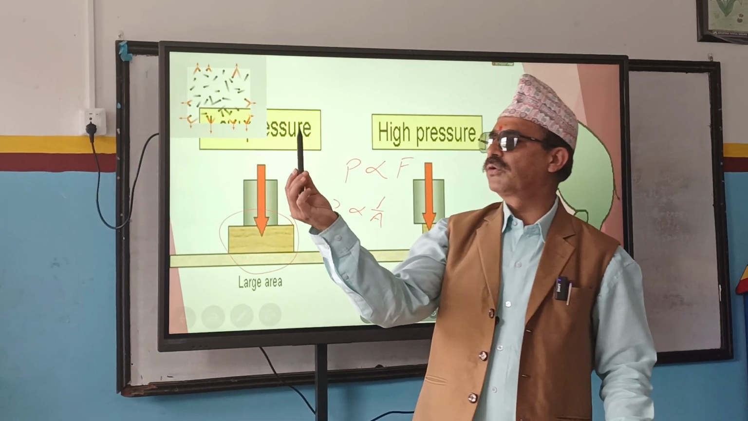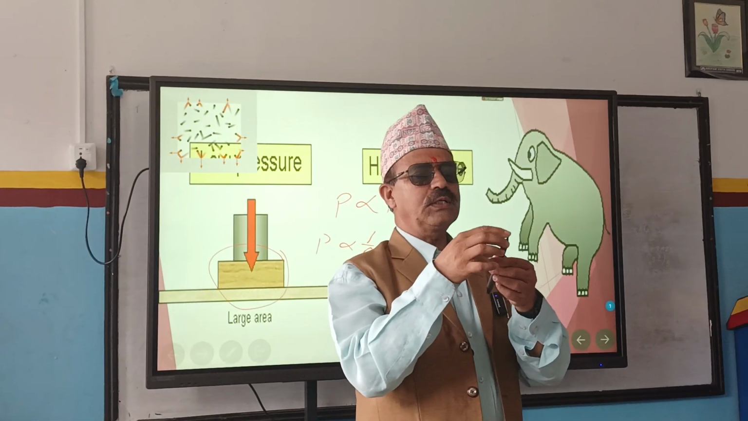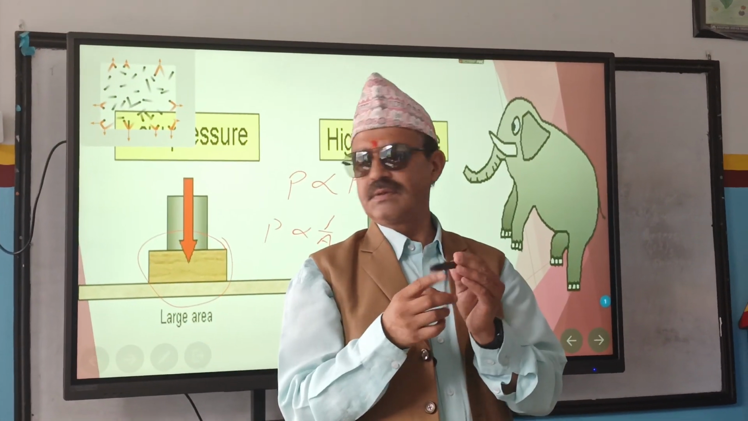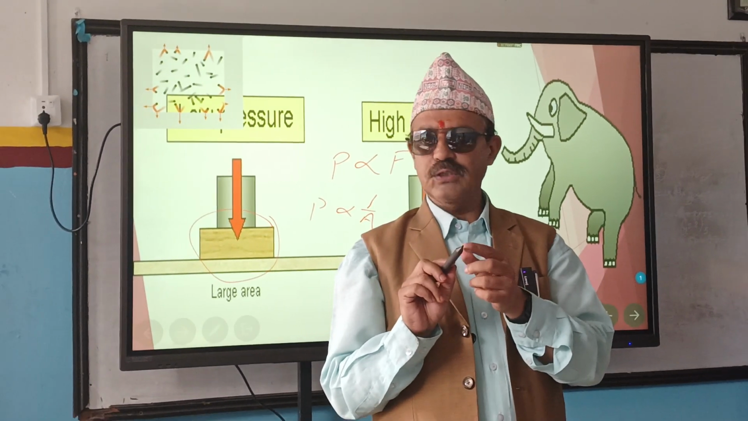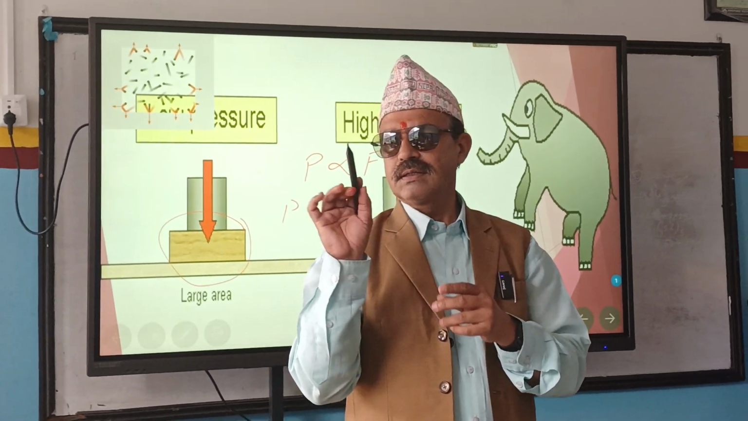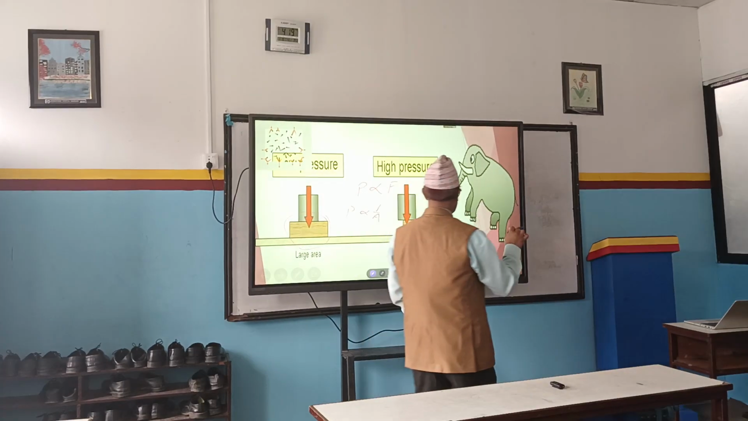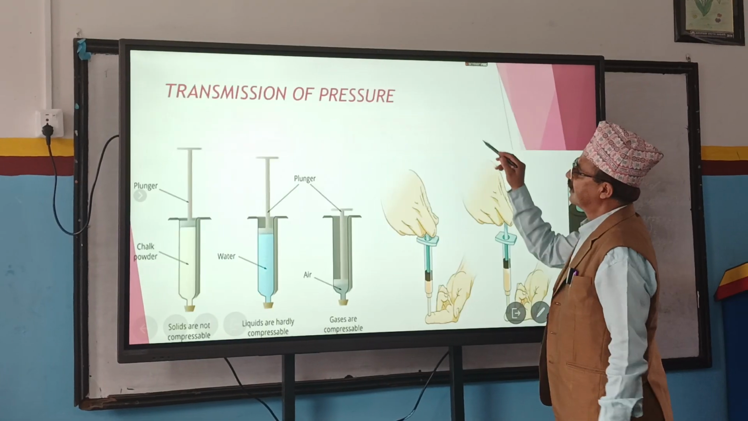This is a smart board pen, right? So does this portion exert more pressure, or this portion? This one. Why? Because it has the least area. Less area, more pressure. Right? So this thing also you have to remember.